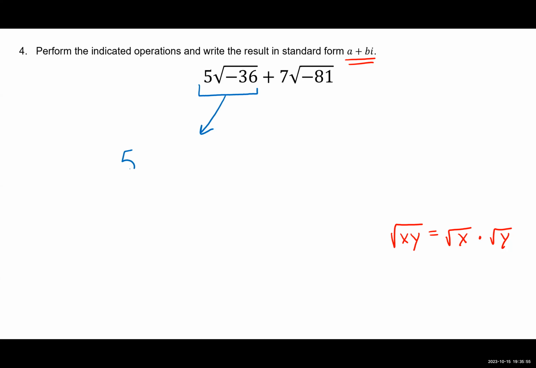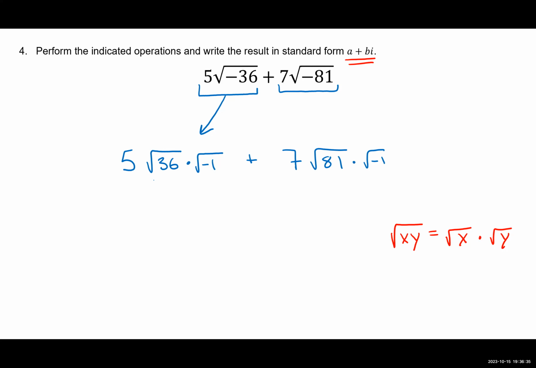So that's 5 times the square root of 36. And let's just break off that negative sign and split it up as the square root of 36, positive 36 times negative 1. And we could do the same thing to the negative 81. We could say that that's 81 times the negative 1. So we've got plus 7 times the square root of 81 times the square root of negative 1.